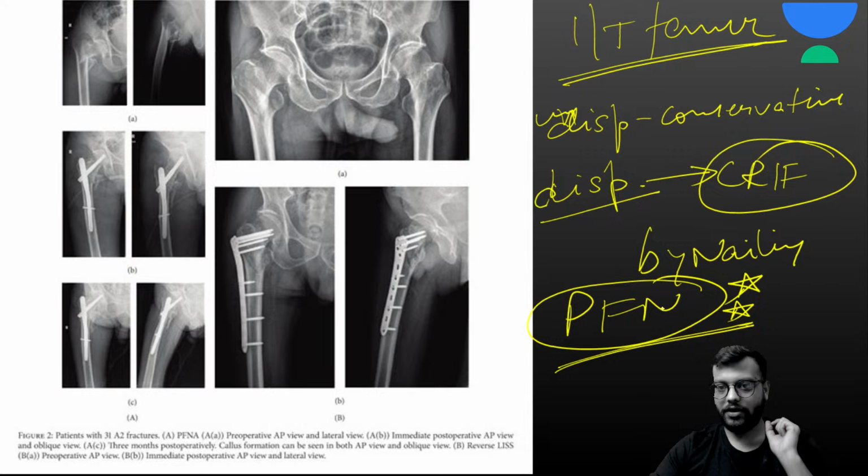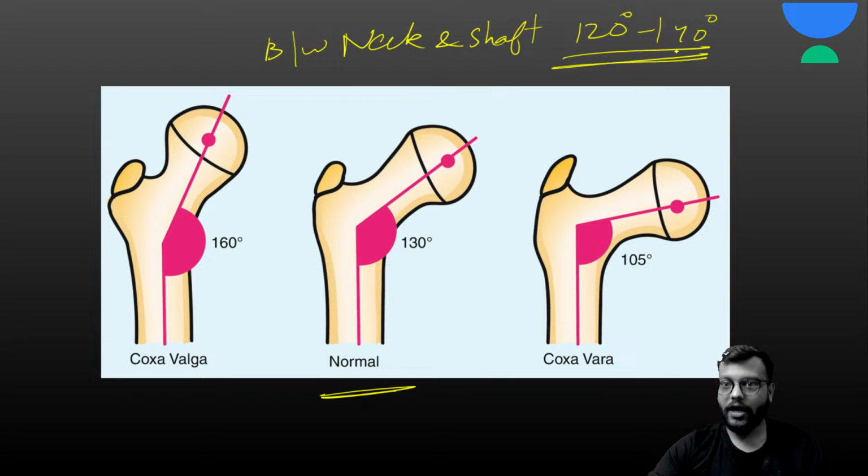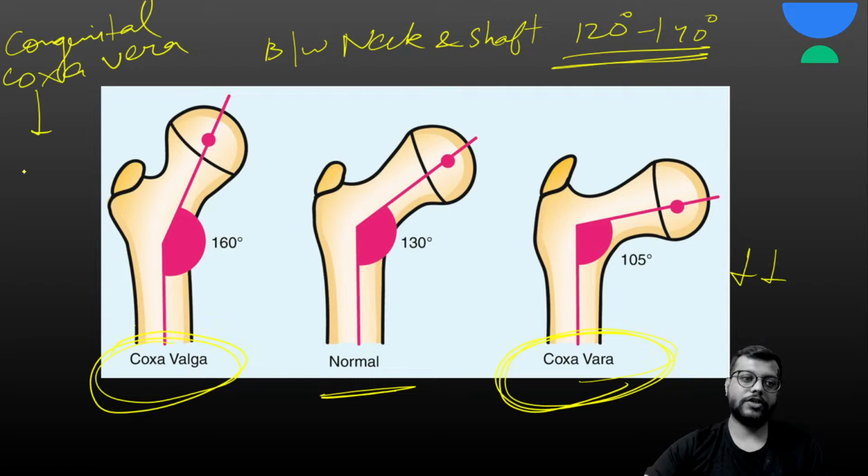Now normally the angle between the neck of the femur and the shaft of the femur is between 120 to 140 degrees in the adult. Okay, and if it is decreased, it is called coxa vara, and if it is increased, it is called coxa valga. And congenital coxa vara is seen in association with congenital dislocation of the hip.